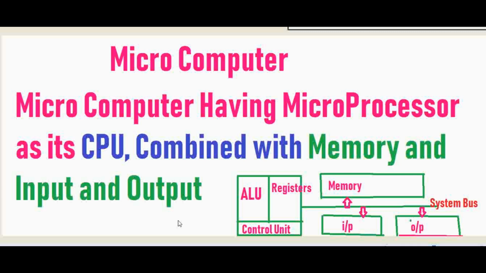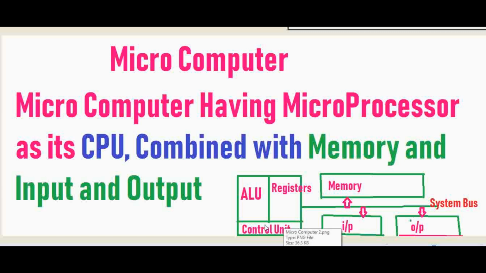So a microcomputer has a microprocessor, then memory is required and input output devices are required. Now you can see here we have ALU, that is the arithmetic logic unit. Then we have registers. These registers are used to store the data. As you already know, a register is a combination of flip-flops which is used for storing the data.